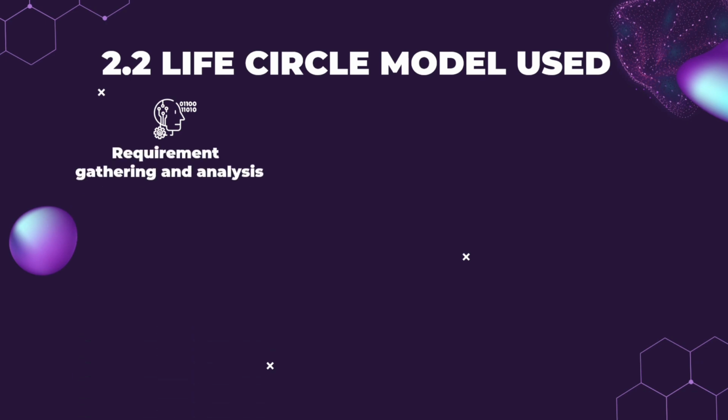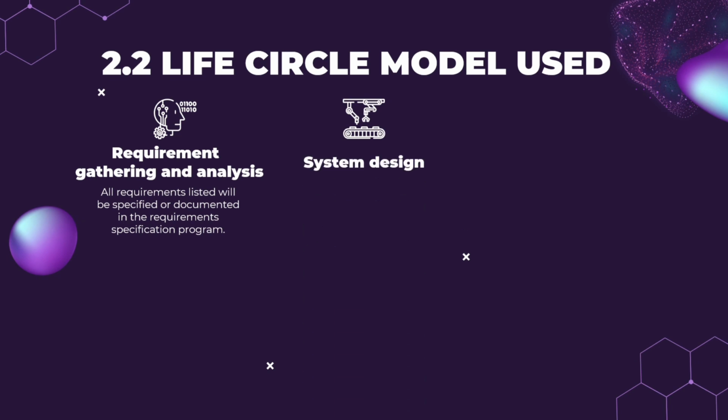Requirement gathering and analysis. All the possible and related requirements of the system management are listed and captured in this stage and specified or documented in the requirement specification chapter. System design. The already documented requirement specification is analyzed for the preparation of system design. This stage contributes to the specification of the hardware model and the overall system architecture.